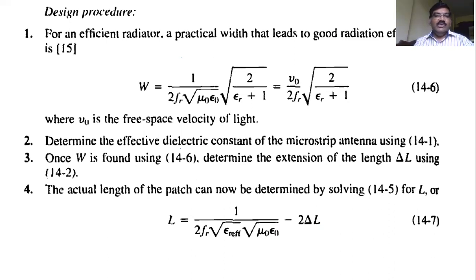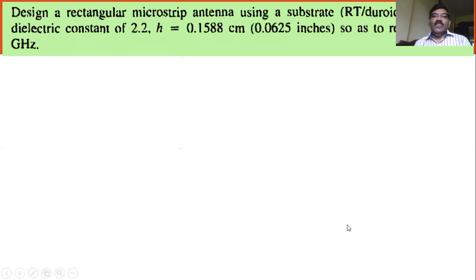So here now we will go for designing a particular problem. Design a rectangular microstrip antenna using a substrate, that is RT Duroid. RT Duroid is one of the substrates, with dielectric constant 2.2. So here the dielectric constant is given, 2.2.